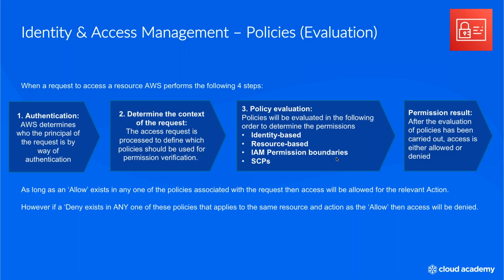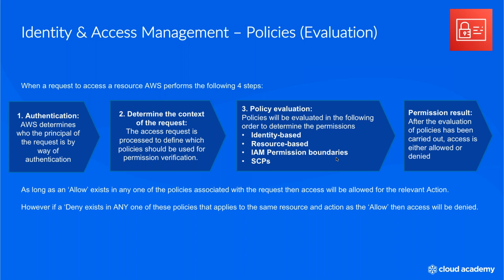Now, this is the last slide on IAM, thankfully, but I want to quickly explain at a high level how policies are evaluated when a user belongs to more than one. Firstly, AWS will determine the principal of the request through authentication. Next, AWS will define which policies should be used based on the access request. For example, if access to an S3 bucket was requested, are there any bucket policies in place that need to be reviewed? Following this step, AWS will review the different policy types in a specific set order.